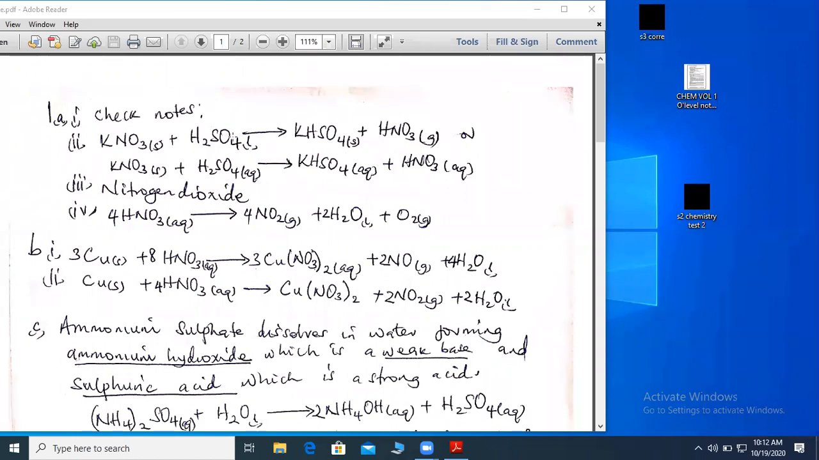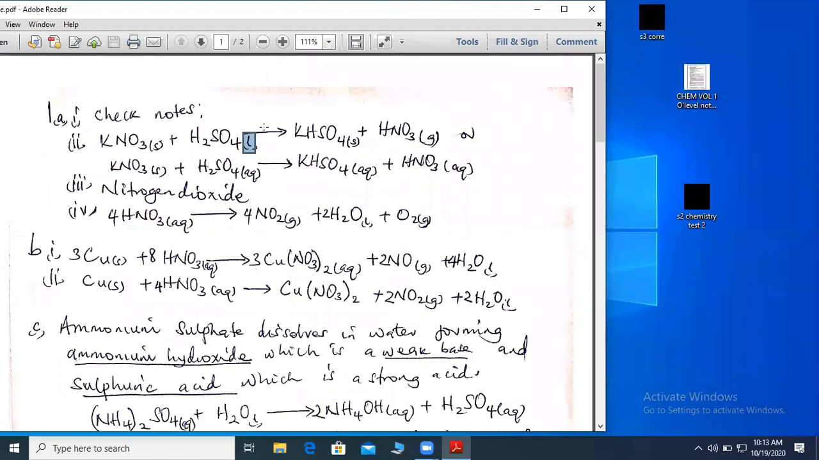Concentrated sulfuric acid, which we are using here, is a dehydrating agent. It is hygroscopic, or it absorbs water. So, what is the state of sulfuric acid when it is concentrated, when it is not diluted with water? Its state is a liquid. Are you getting me? So, potassium nitrate is a solid, sulfuric acid is a liquid.